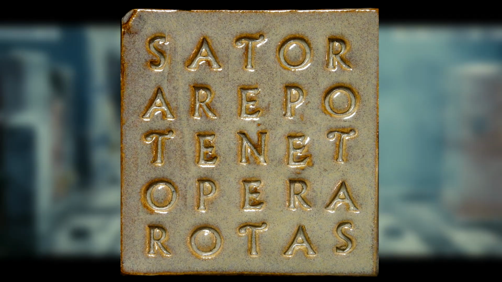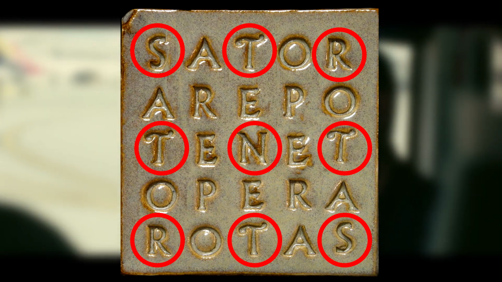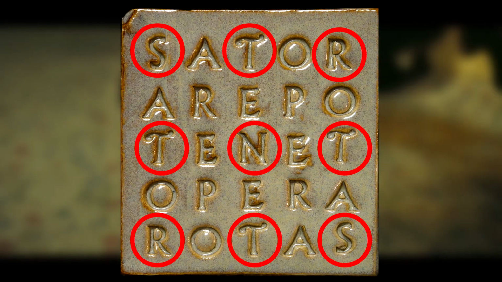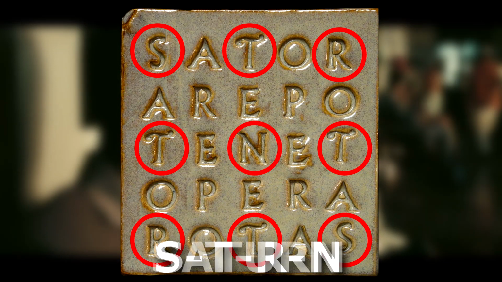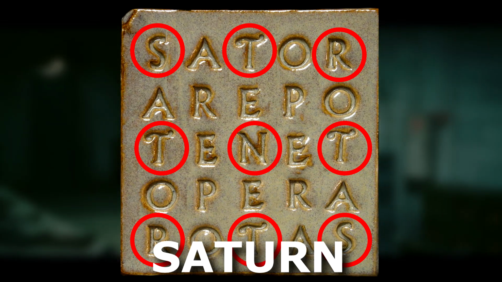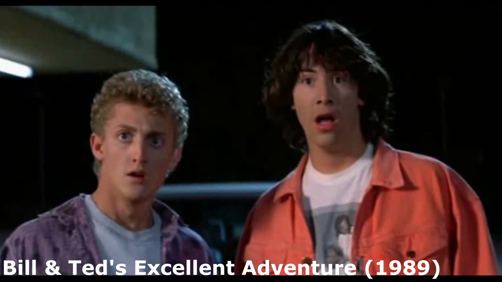Okay, I know this is getting exhausting, but given that the square's outer constant string joined with the square's central letter produces STRN, and that Saturn was the Roman god of time cycles.